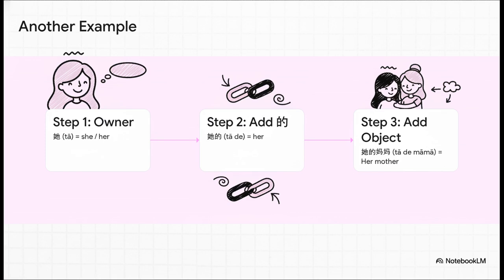Ta plus the gives us ta de, which means her. Notice that smooth transition from the high, flat tone to that light, neutral tone. Ta de. In step three, add the possessed person. Mama, mother. Just like baba, it's a first tone followed by a neutral tone. Mama. So the full phrase is ta de mama, her mother. See? The structure is exactly the same.